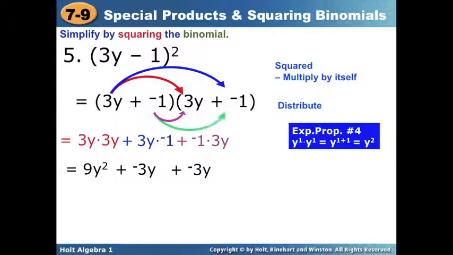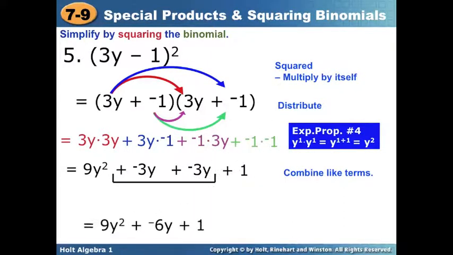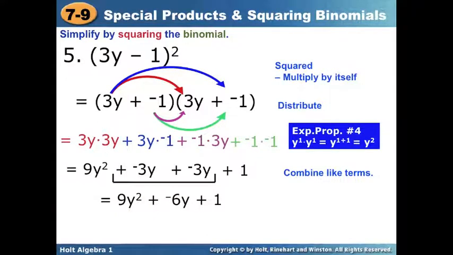And then finally, negative 1 times negative 1. Be very careful, you're multiplying. That gives us a positive 1. Finally, combine your like terms. We have 9y squared plus a negative 6y plus 1. The simplest way to write this answer is 9y squared minus 6y plus 1.